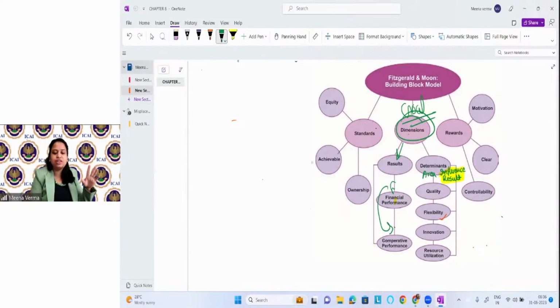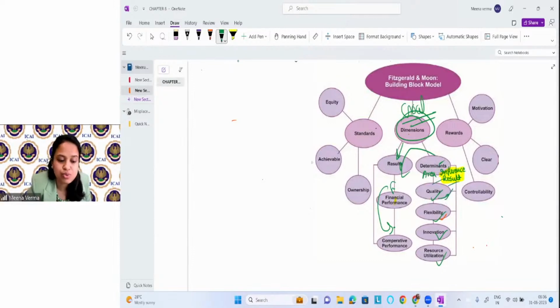And the company wants to gain the competitive advantage, right? For that, you have to consider determinants. Determinants means the factors that are influencing the results, right? That are actually influencing these two results, financial results and competitive advantage. What are these determinants? Quality, flexibility, innovation, and resource utilization. So what is it? Determinants are the areas that influence the result.